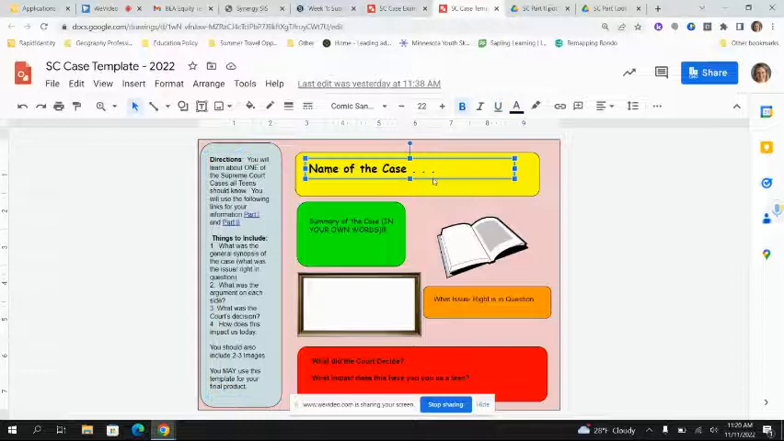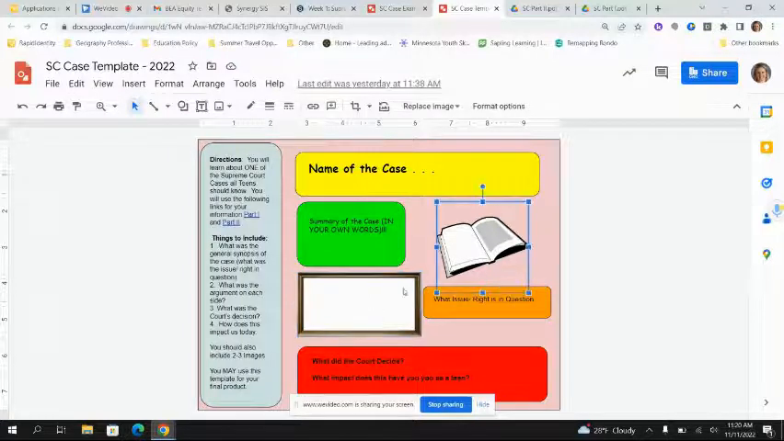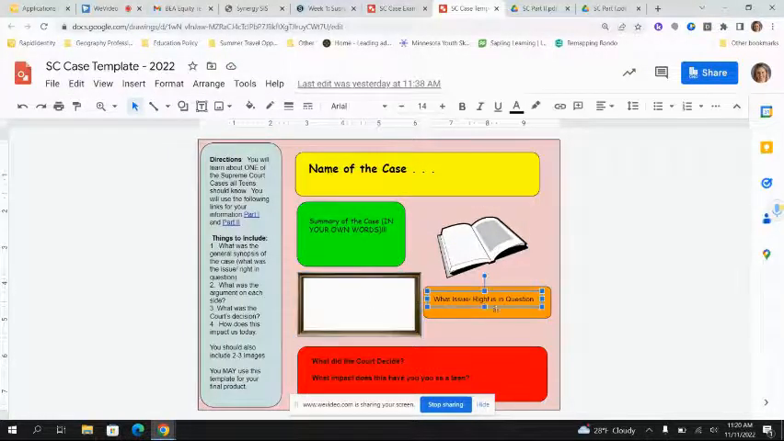You're going to write the name of the case. You're going to write a summary of the case in your own words. You are going to add 2 pictures. You can erase these and add 2 pictures. Then you can write down what issue or right was at stake. Was it freedom of speech, freedom of religion? Was it your 4th Amendment rights against unlawful search and seizure? What did the court decide, and what impact does it have on you as a teenager? You may also delete the instructions once you're done and you submit your assignment.